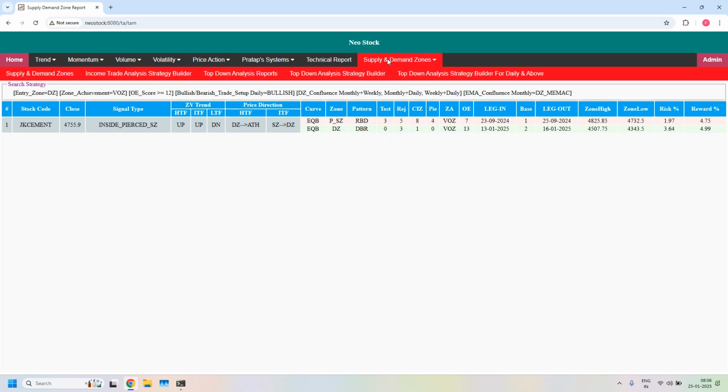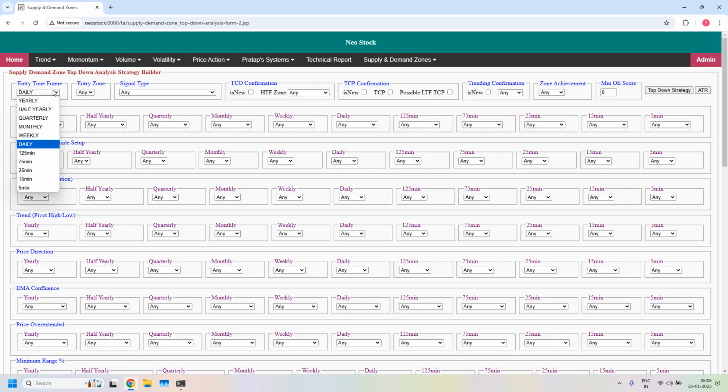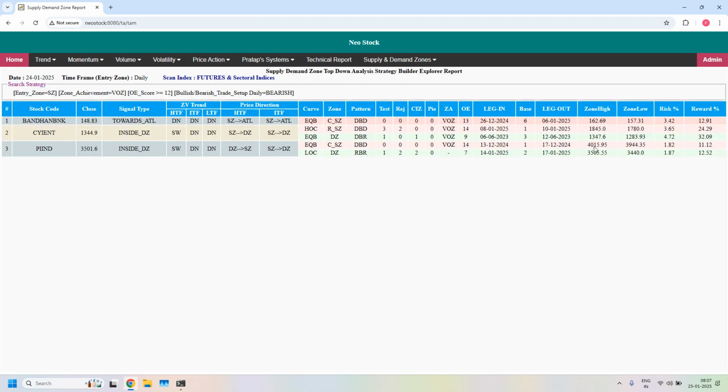So this is bullish trade setup for monthly income trade. Next, bearish trade setup for monthly income trade, entry time frame daily, entry zone supply zone. In bullish or bearish trade setup at daily, I am selecting bearish. Zone achievement violated opposing zone, minimum order enhancer score 12. Let's filter. We got 3 stocks. These 3 are currently supporting bearish trade setup for monthly income trade. Entry time frames are daily supply zones.